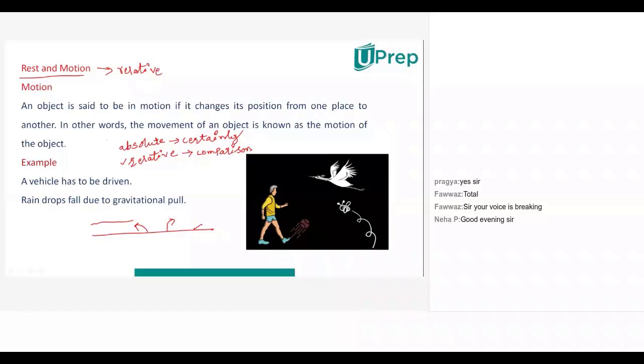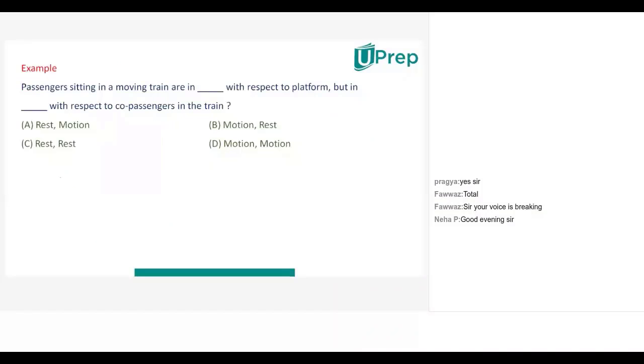Passengers sitting in a moving train are in dash with respect to platform. Now let us think that you are sitting in a train and your mother is observing you from the platform. Now this is a train and you are sitting in it, and mother is here on the platform, and your train is moving. Now tell me whether you will be in a state of motion according to your mother, or you will be in a state of rest according to your mother.